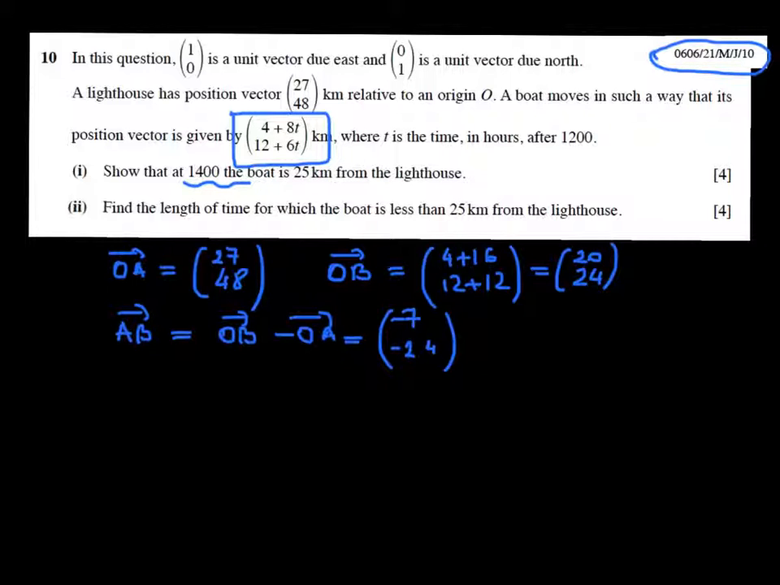Therefore, the distance from A to B is the magnitude of the vector AB, it's a distance. So it's the square root of 7 squared plus 24 squared, giving me 25.